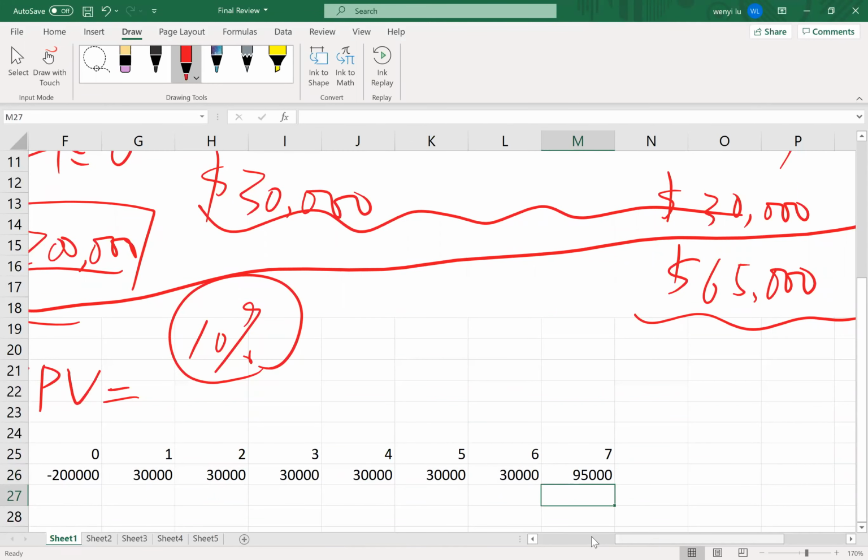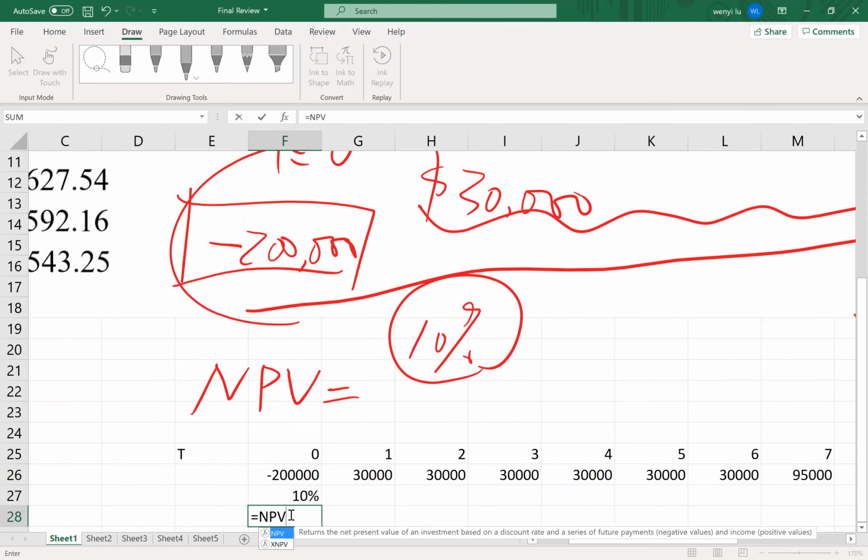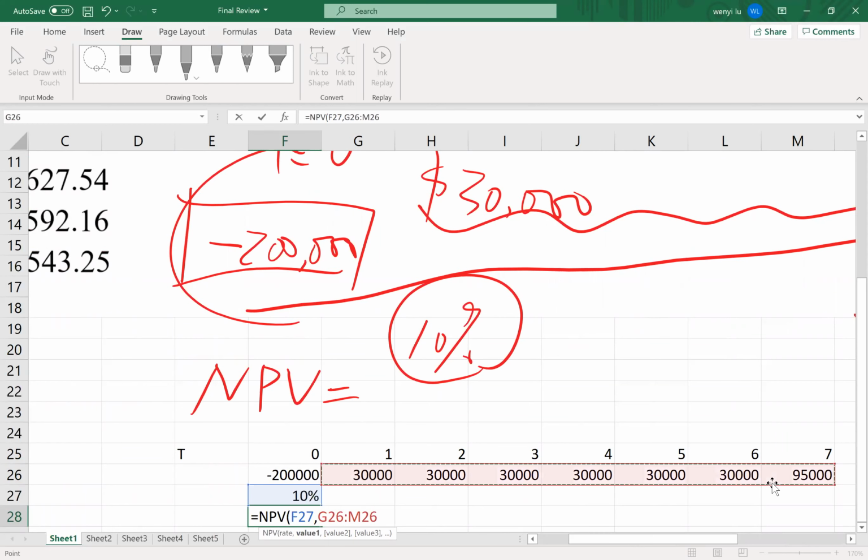And we know our discount rate is 10%, right? So we will solve the NPV, and the rate will be 10%. You will choose the cash flows from 1 to 7 into the bracket, then add the initial cost.